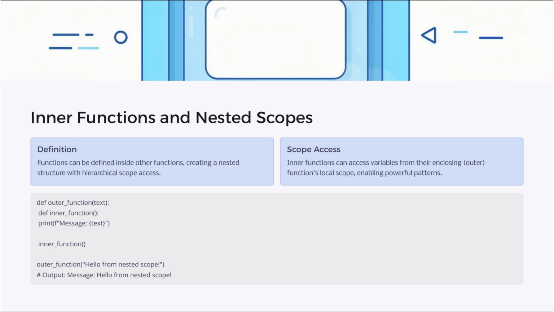Inner functions, defined within other functions, create a nested structure with hierarchical scope access. This allows inner functions to access variables from their enclosing function's local scope, enabling powerful programming patterns. For example, in the code provided, the inner function prints a message using a variable from the outer function's scope.